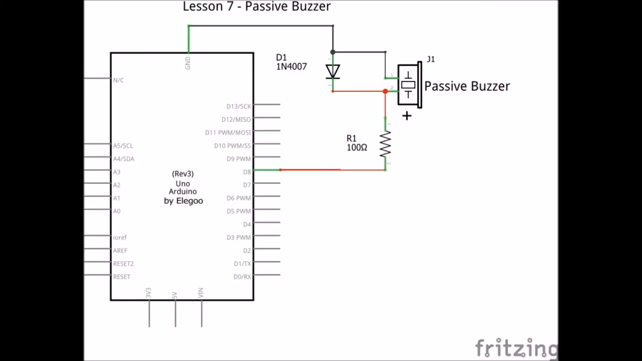So here's the revised schematic diagram. The new plan is to connect a jumper from pin 9 to the 100 ohm resistor, then to the positive side of the passive buzzer. A jumper will be wired from ground to the negative pin of the buzzer. Finally, we'll connect a diode across the buzzer to protect the Arduino.